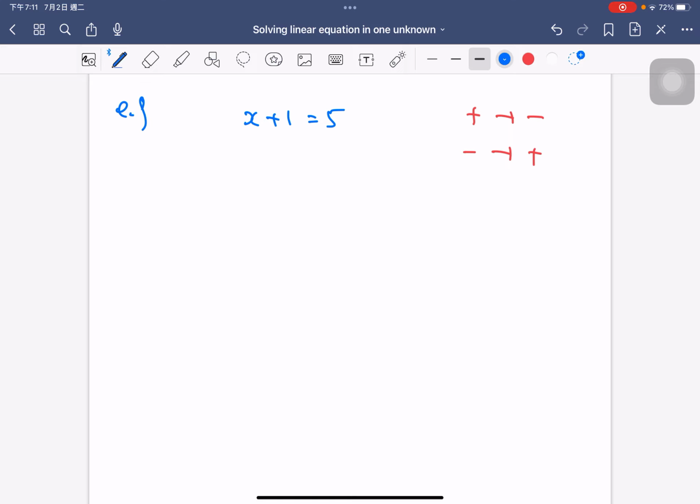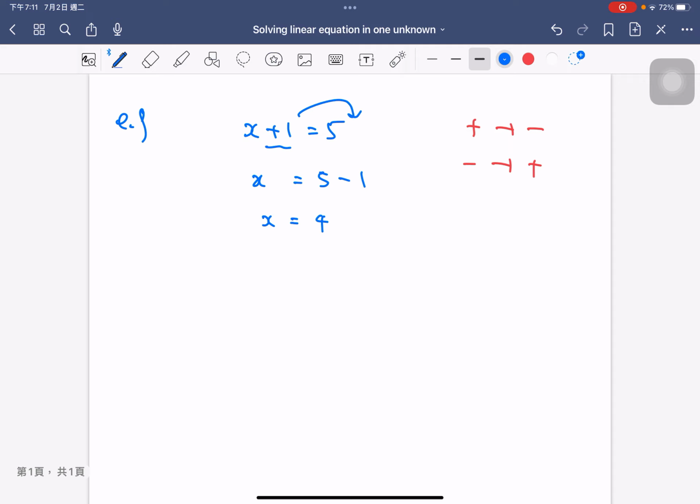So for example, this plus 1, when we move it to here, it's going to become x = 5 minus 1, because the plus 1 is crossing through this equal sign, so we need to change it to minus 1. Okay, so now we compute it, it becomes 5 minus 1, giving you 4.